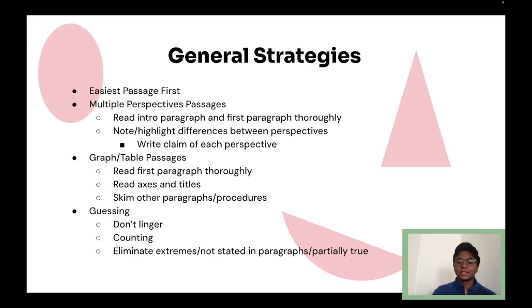And then finally is a very typical thing your teachers might tell you: don't pick any extreme choices. Don't pick anything that might be true but isn't stated in the paragraph or the section they're talking about. And if it's partially true but not fully true, or it doesn't answer the question but it is true, then yeah, don't pick that either. Right? Those are all just standard test taking strategies.